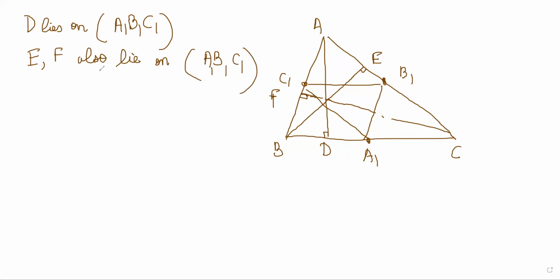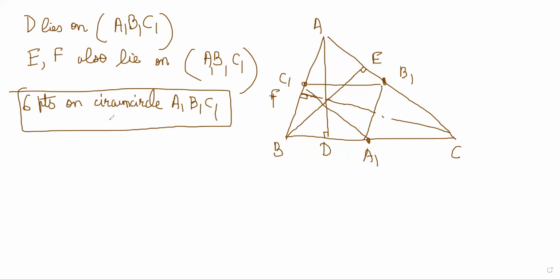So right now, suddenly you have one circle, which is the circumcircle of A1, B1, C1, and therefore you have 6 points on that circle. What are the 6 points? A1, B1, C1, D, E, F. So already we have 6 points on the circumcircle. The next part, if we prove, we will prove the overall 9-point circle theorem.